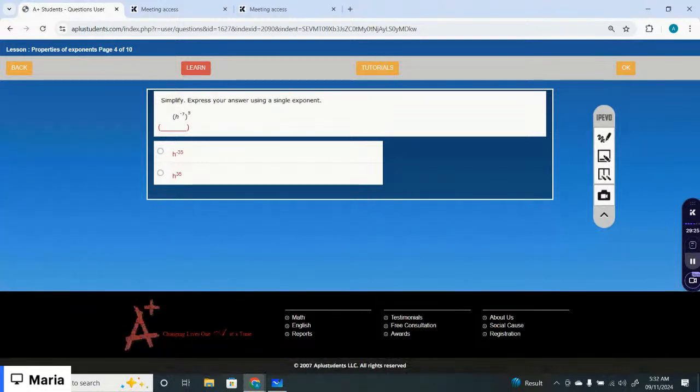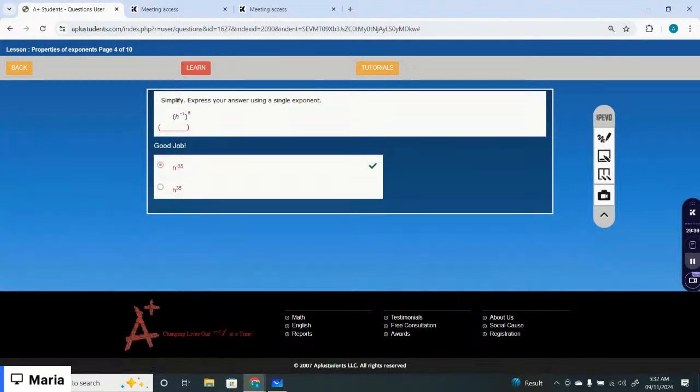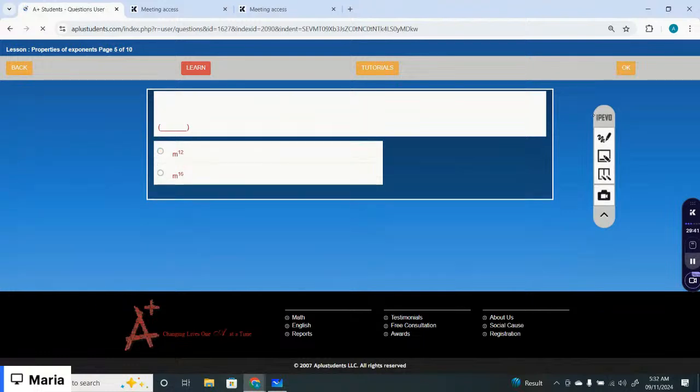Next is h exponent negative 7, exponent 5. So which is the correct option? That is h exponent negative 35. Option number 1 is the correct option. Okay, you can complete the lesson by yourself later today. Let me just move on to the next lesson.